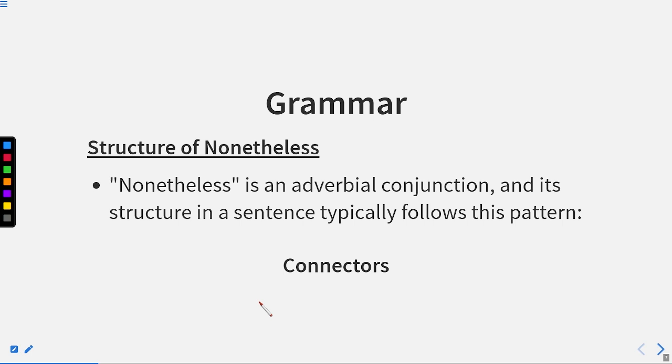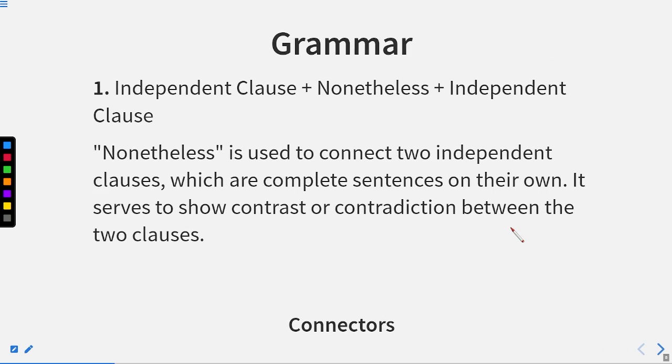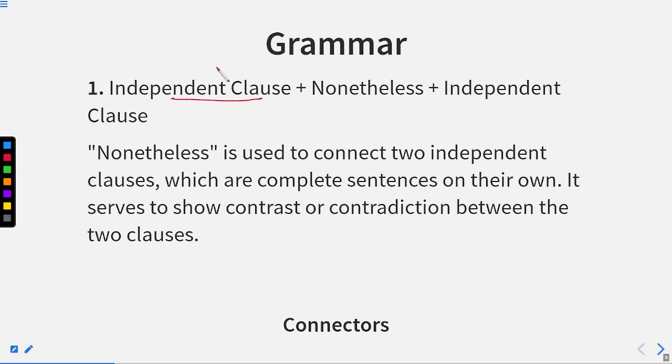Structure of nonetheless. Nonetheless is an adverbial conjunction, and its structure in a sentence typically follows this pattern. First of all, we have an independent clause. This is the first clause. Then after that, we have nonetheless, and then after that, we have another independent clause. Now, the first independent clause creates a situation which can be difficult or very easy. And this other independent clause will be created by some information which contradicts this. Or you can say, whatever happens over here does not affect whatever happens here.